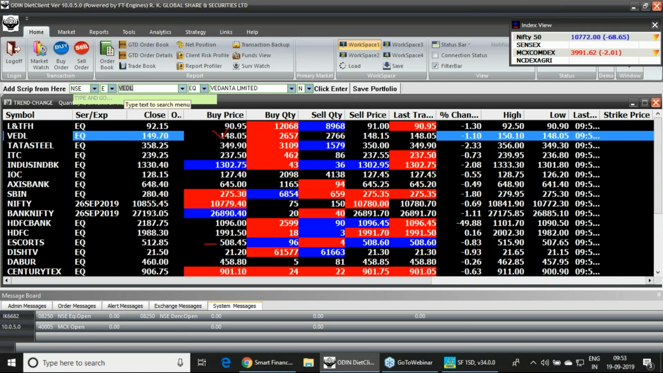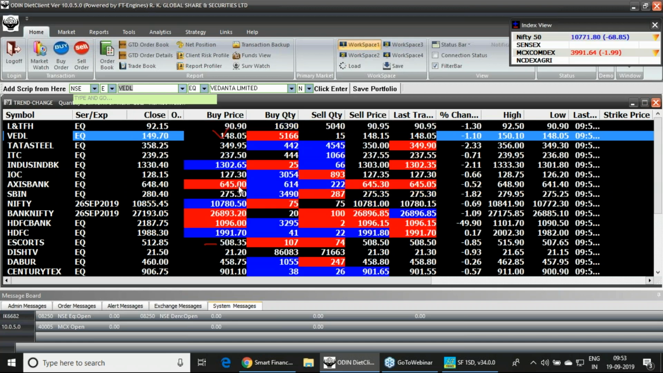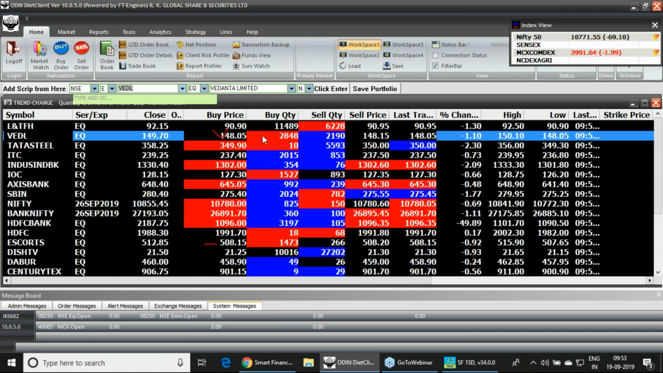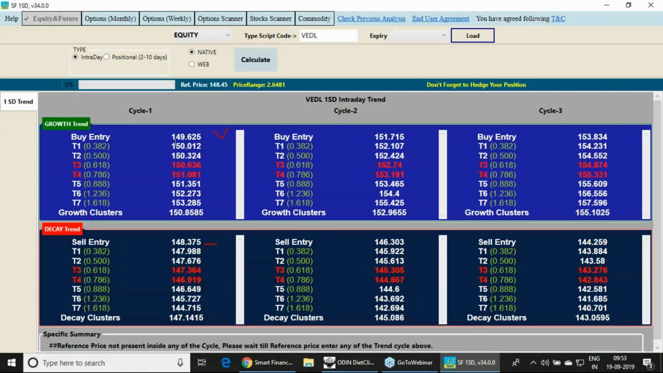Nifty we have not entered, and Bank Nifty also not entered. So this is the level we have now, and here VEDL is at 148.10, 148 rupees and 10 paisa. Currently it is trading there. So have a look. At 148.10 you can still sell it, having a stop loss of 150. These are your targets, because you have just crossed the sell entry. So you can still sell VEDL at this point of time.